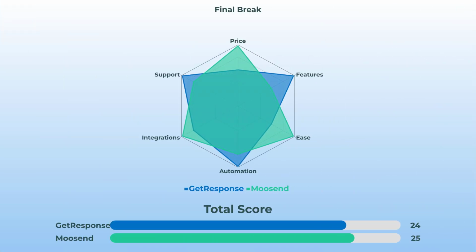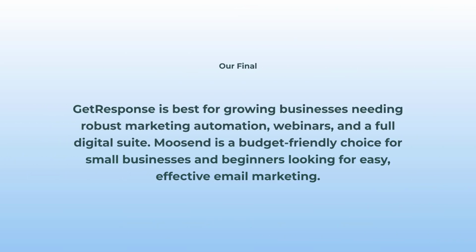So let's visualize this. Imagine a radar chart mapping out all our categories. You can see GetResponse spiking on features, automation, and support. Moosend shoots ahead with price, ease of use, and integrations. Pretty snazzy, huh? All right, so here's my honest take.